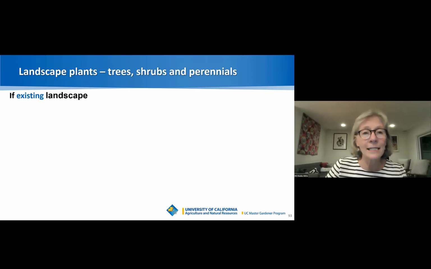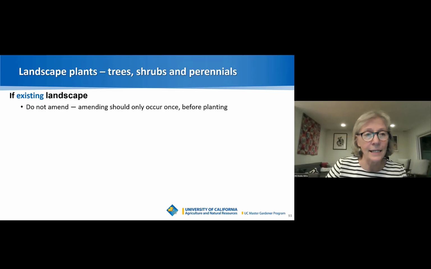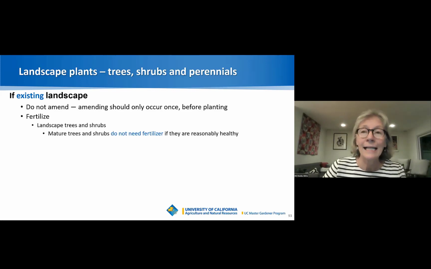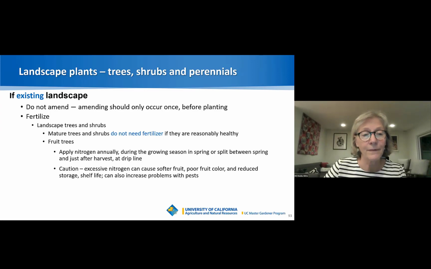Now let's say you have an existing landscape and you want to know how to manage it. First of all, do not amend it. Amending should only occur once before planting. What about fertilizer? Landscape trees and shrubs, mature trees and shrubs, do not need fertilizer if they look healthy. Fruit trees should be fertilized.